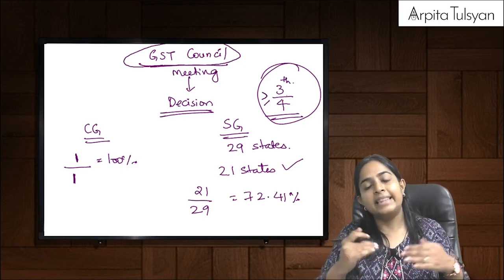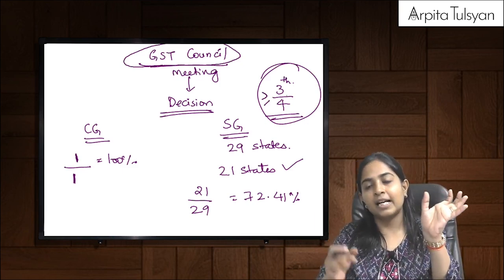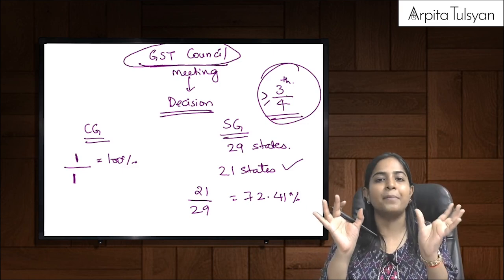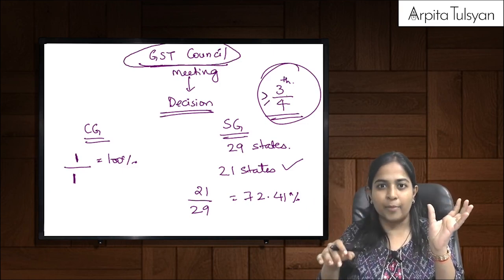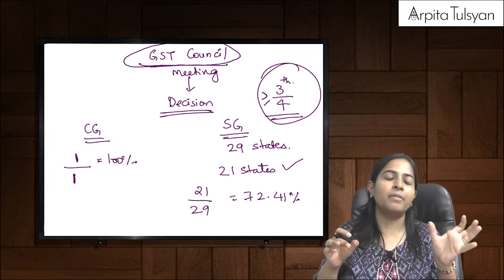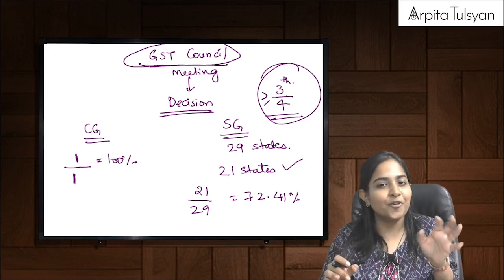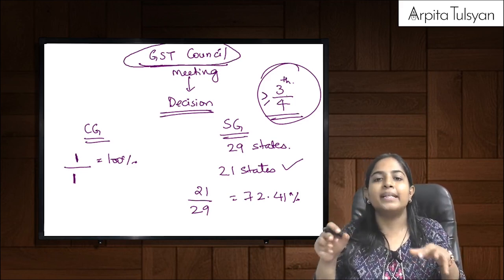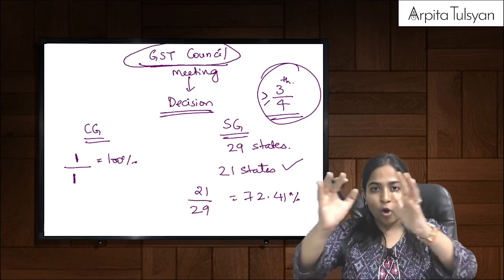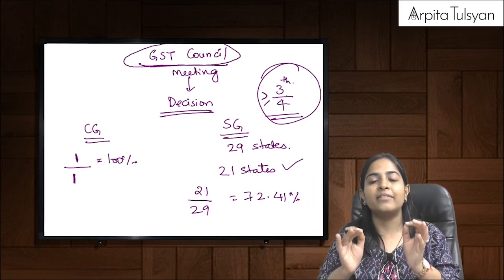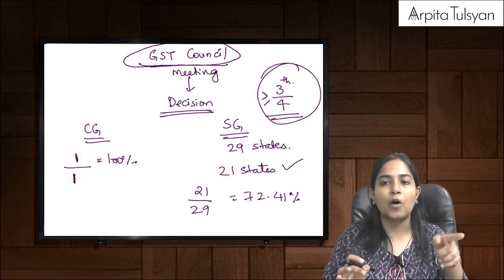Yes, in that central government will cast its vote. Central government is only one, and there are many state governments. So the central government vote will be given a weightage of 1/3. State governments are many, so all of their votes taken together will be given a weightage of 2/3. And this is how we calculate.